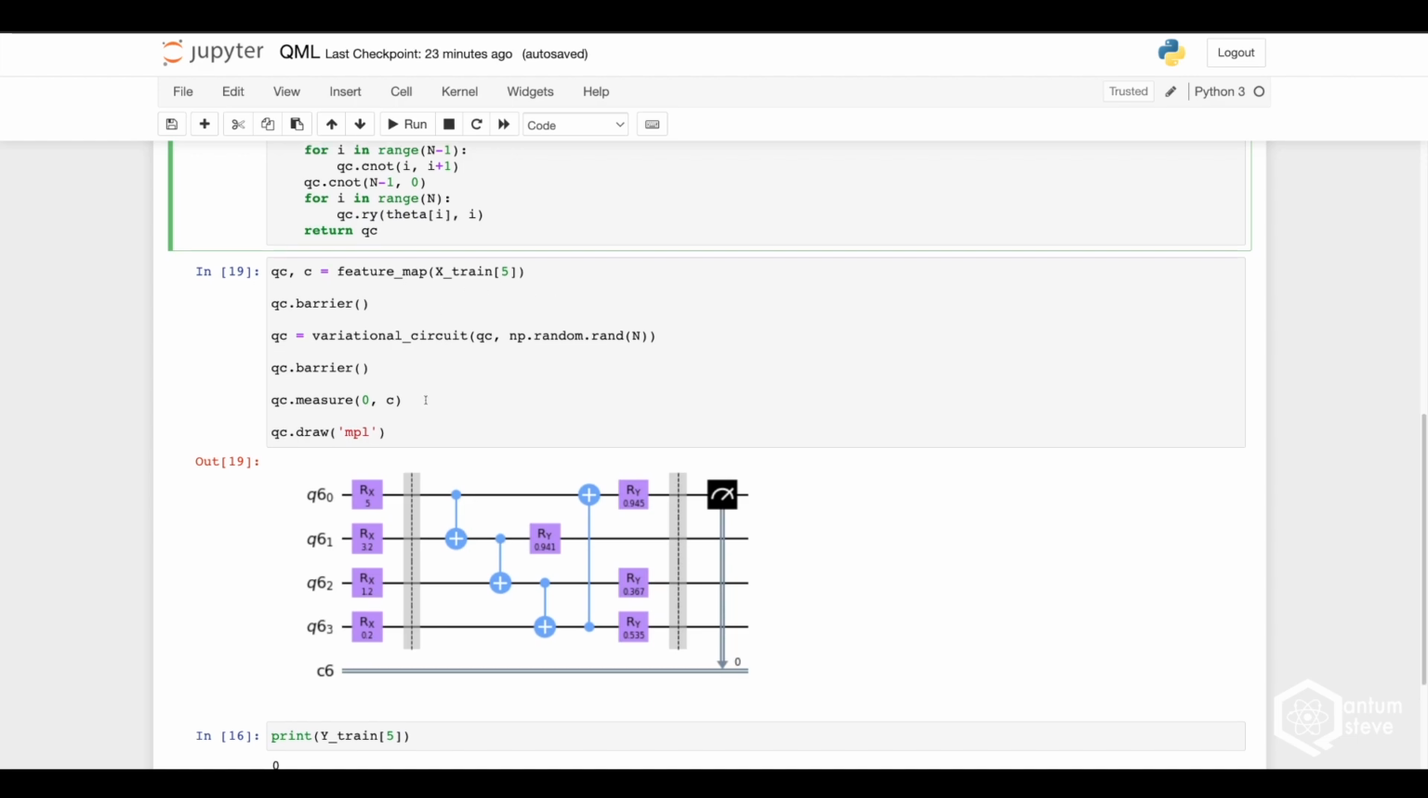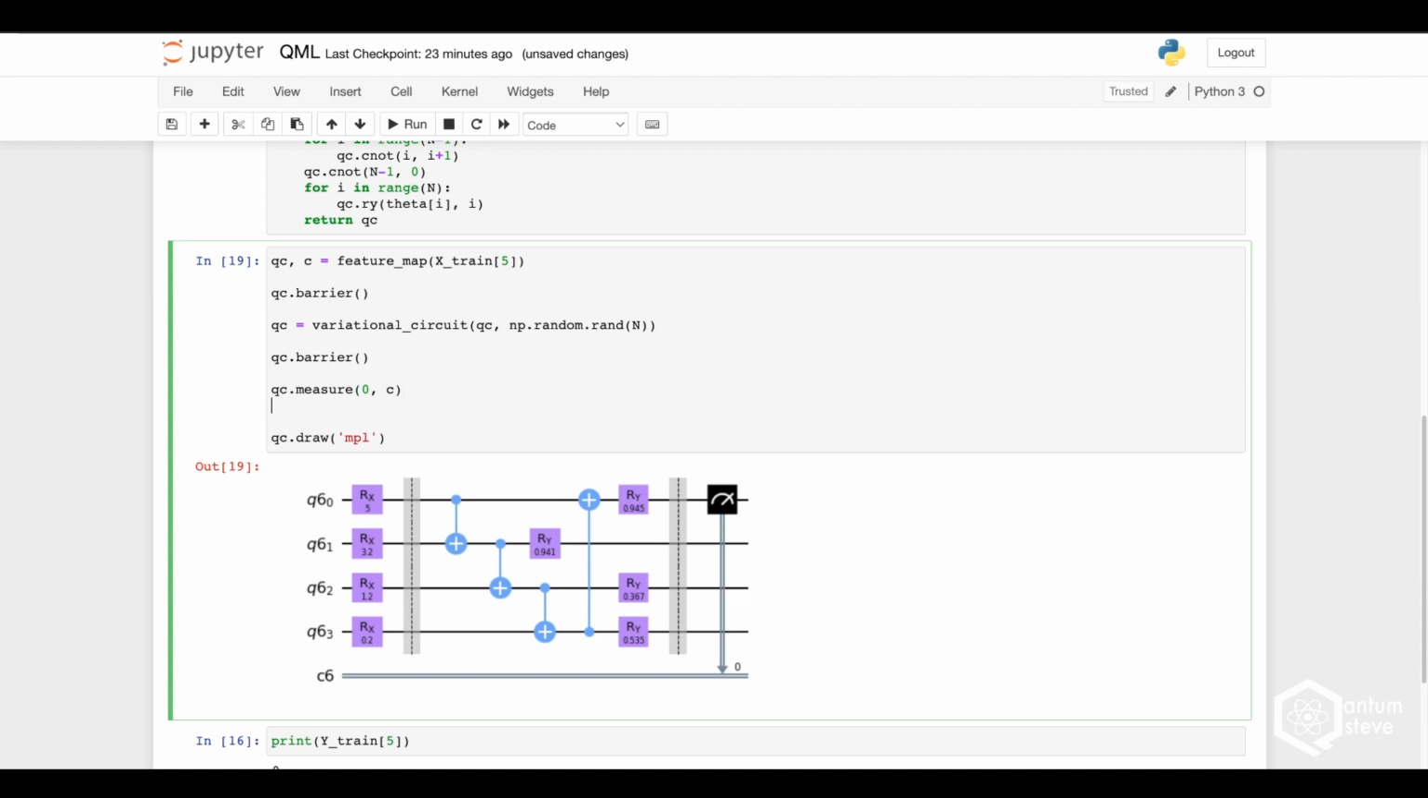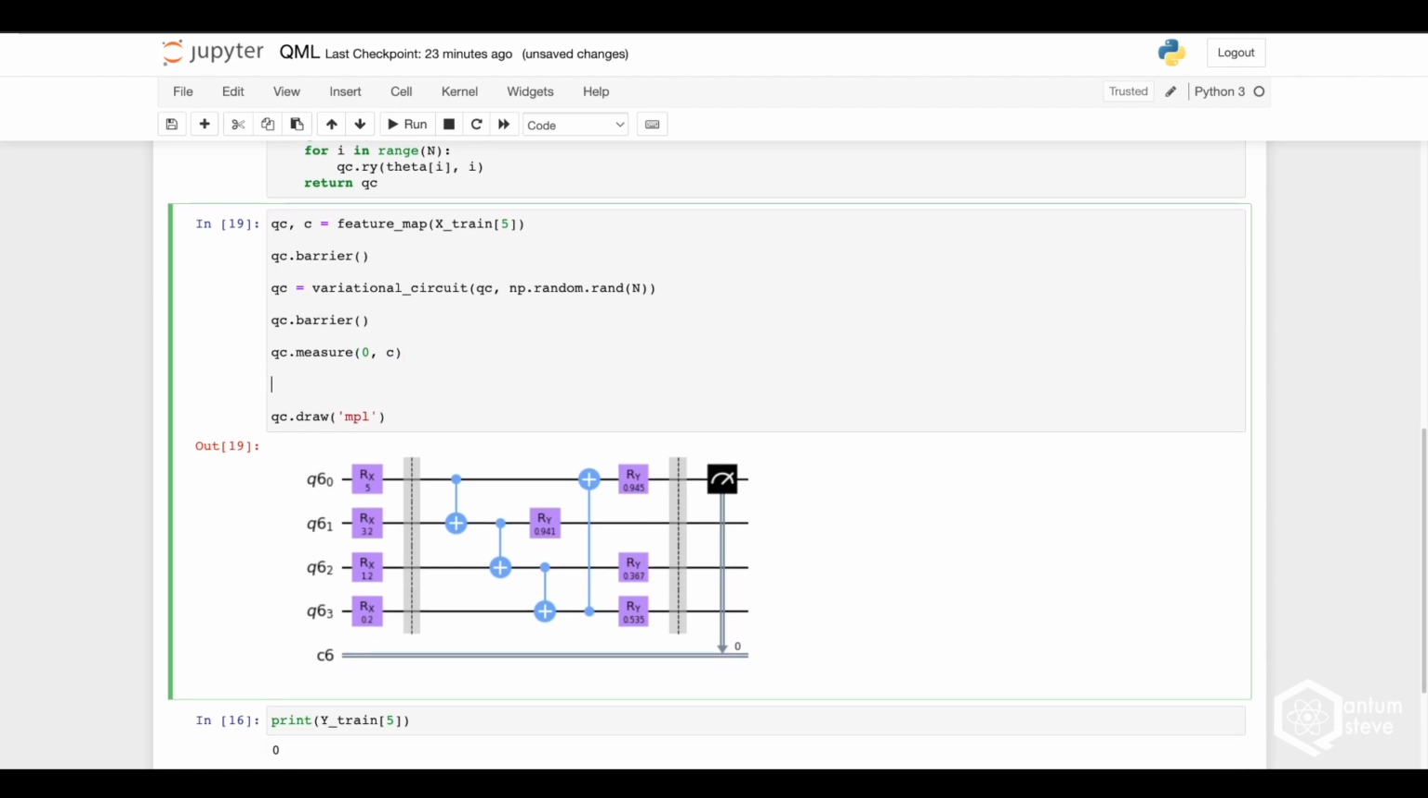So now let's check out what this quantum circuit will currently output. I'm just going to run the quantum circuit and see what output we get.